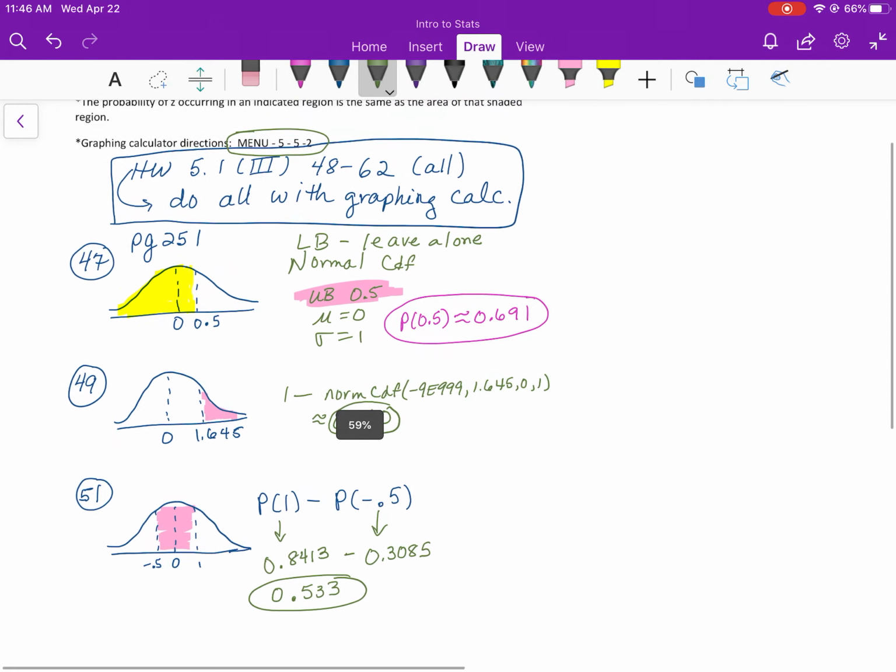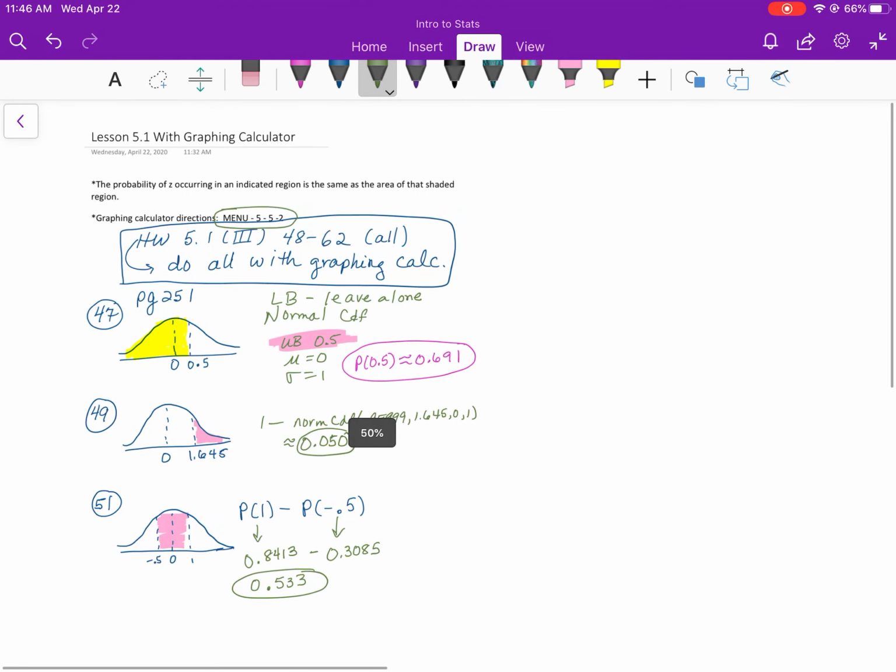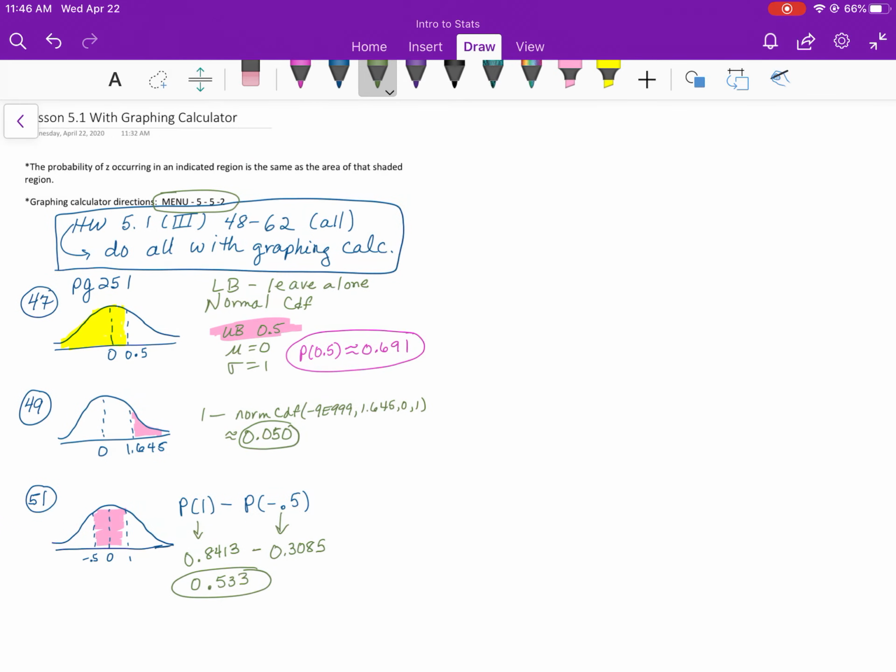So I just wanted to share with you in this video, again, how to use that graphing calculator. Again, it's menu 552. Leave the lower bound alone. Change your upper bound to whatever you're given for your z-score. Leave the mean and standard deviation alone, and you'll either be taking the area on the left, the area on the right, or the area in between. There are a few different ones, though. Once you get into 61 and 62, they ask for a few different things. So I want you to think outside the box and see what you can do.